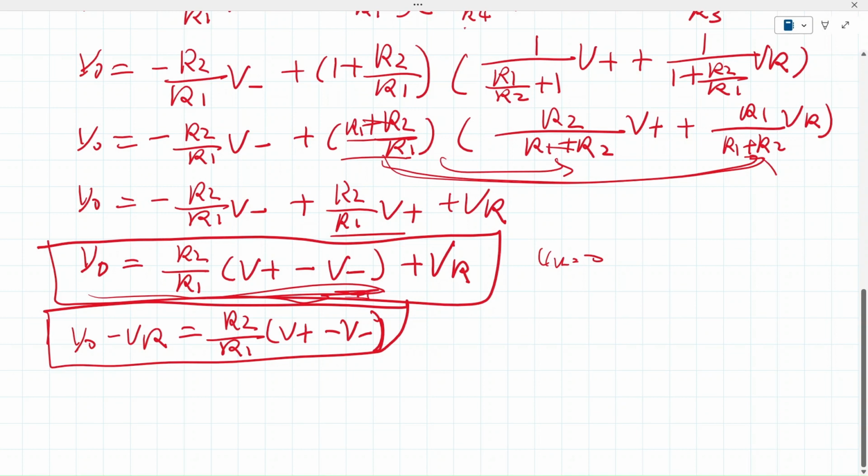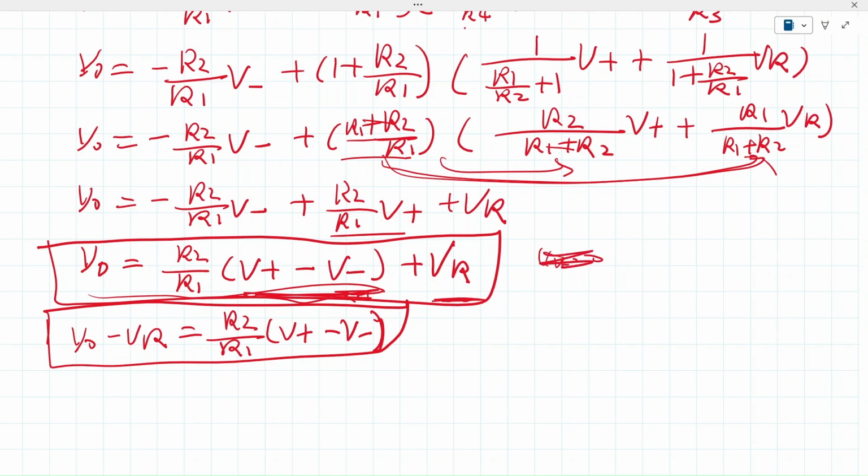If you have both inputs V plus and V minus, you just take the difference between V plus and V minus. So you take the difference between the two inputs, remove the common mode voltage of the input, and set a new common mode voltage VR. This is very common and very useful when you do level shifting or those calculations.